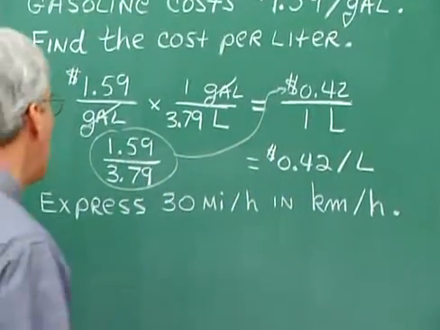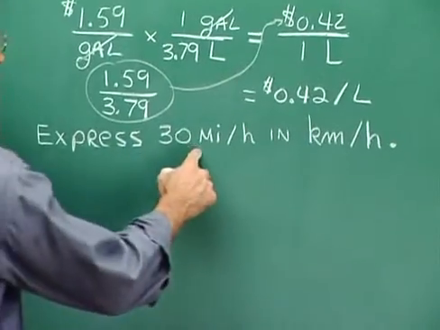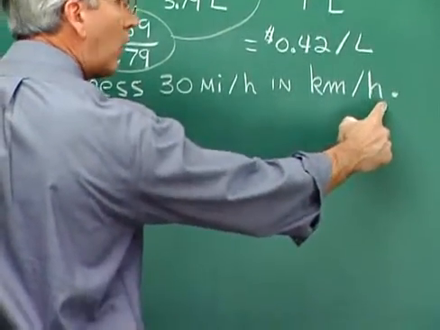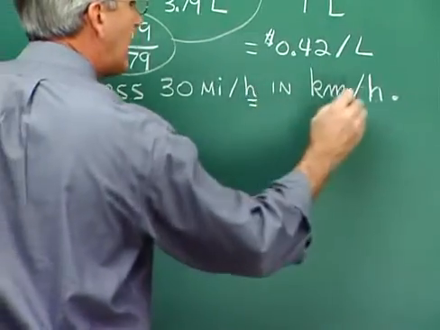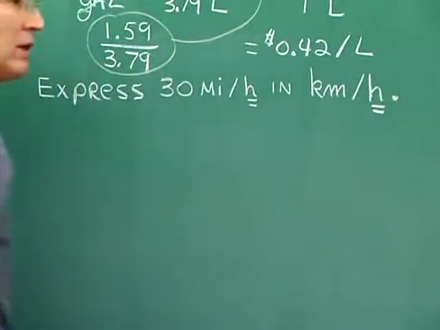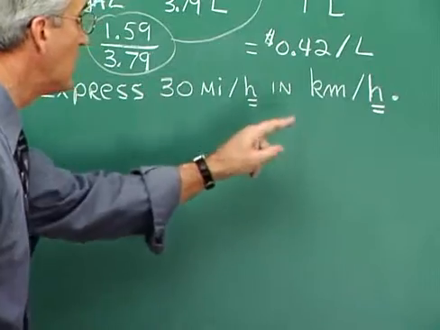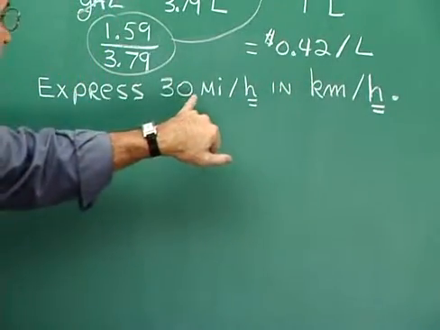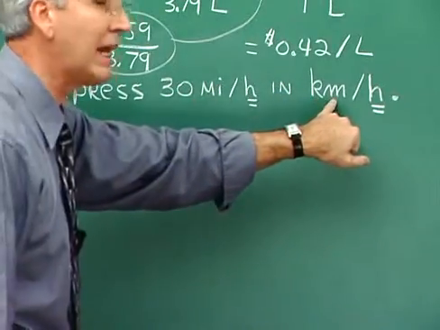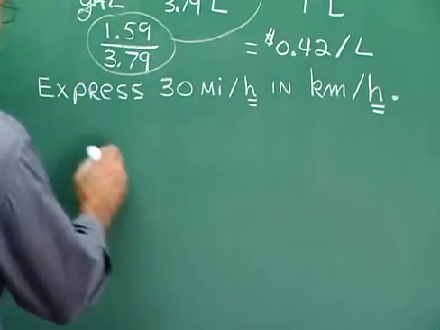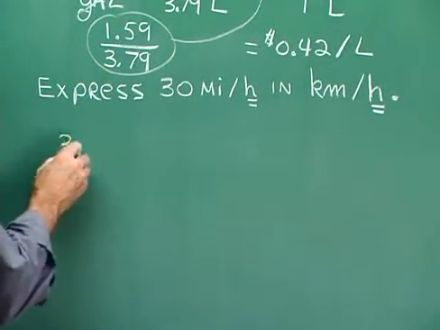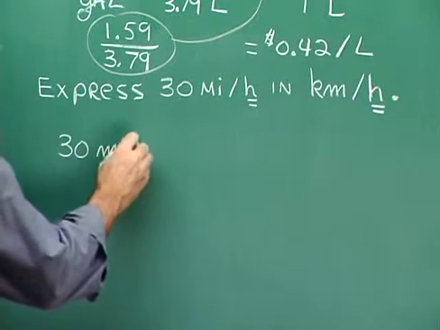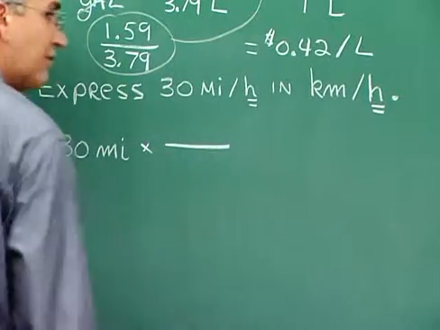All right, let's go through another one. Express 30 miles per hour in terms of kilometers per hour. Now, notice the hours in both denominators, so we don't really have to worry about the denominator of hours. What we have to be concerned about is changing 30 miles into so many kilometers. That's the essence of the problem. So 30 miles times conversion factor.